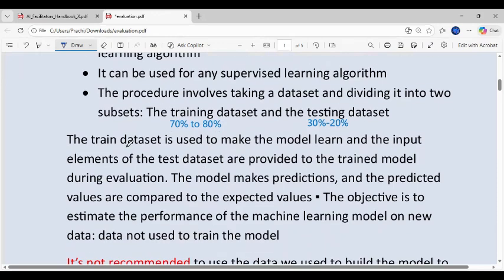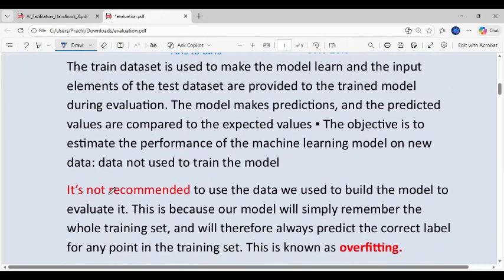Right? The training data set is used to make the model learn, and the input elements of the test data are provided to the trained model, which is trained based on the training data set, during the evaluation. That means the training data set is used in the modeling, while the testing data set is used in evaluation. Now, the model makes predictions and the predicted values are compared to the expected values. The objective is to estimate the performance of the machine learning model on data which is not used to train the model.